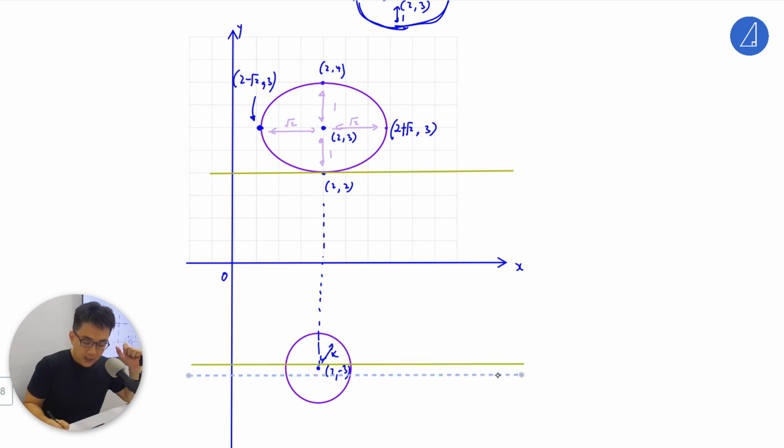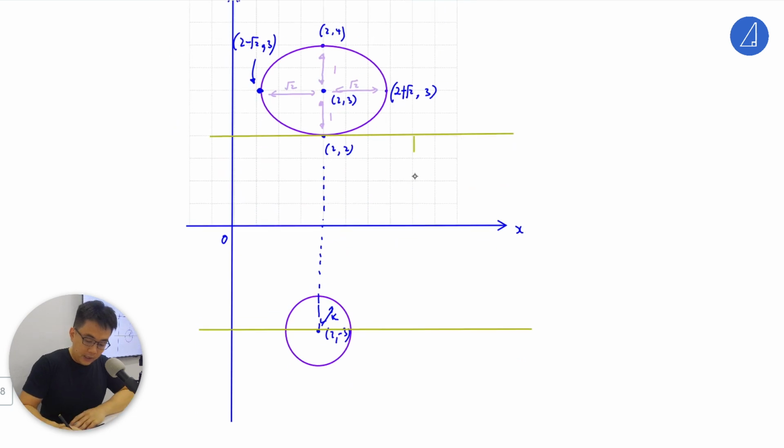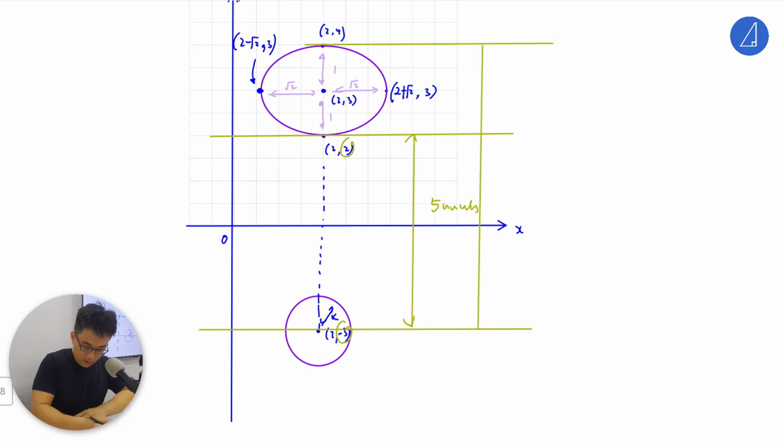So this guy here, what do we want? We want it to intersect twice. So in this case, what is the k value here? Measure it down. This is 5 units, right? From 2 to -3, 5 units. Then obviously from here to here, how many units are there? This is k equals to how many units? 4 to -3 is 7 units.